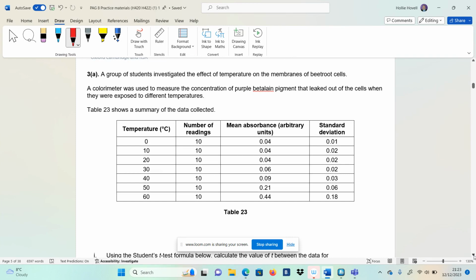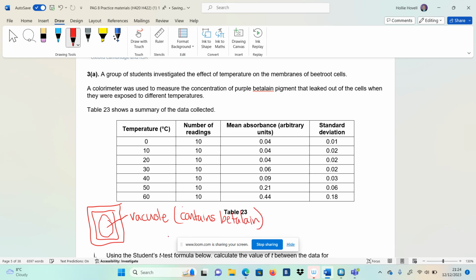A colorimeter was used to measure the concentration of purple betalain pigment that leaked out of cells when they were exposed to different temperatures. So hopefully we're aware of our plant cell with our cell wall, with our cell membrane, with our vacuole, and it's in that vacuole that we've got the pigment. So we can say contains betalain. We've got the vacuole membrane, which we call the tonoplast. Okay, and we've got our cell surface membrane here.